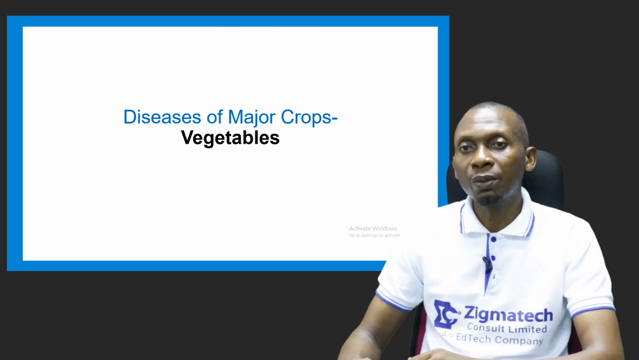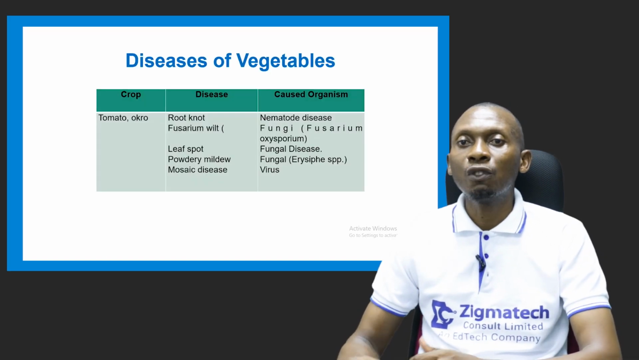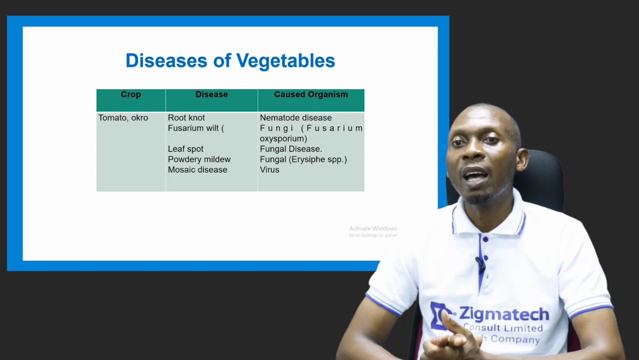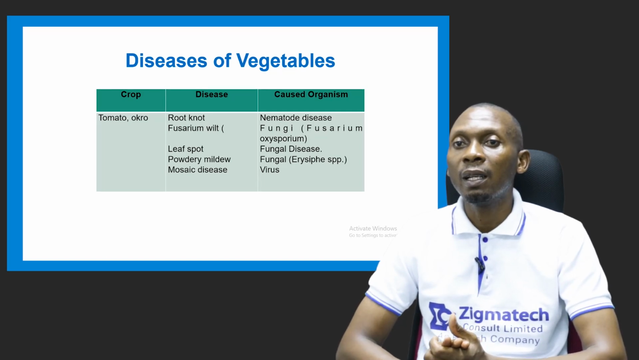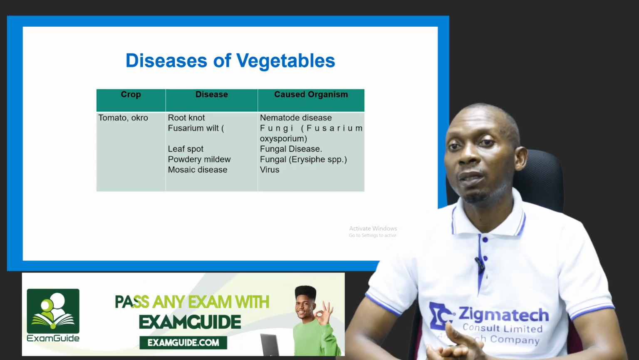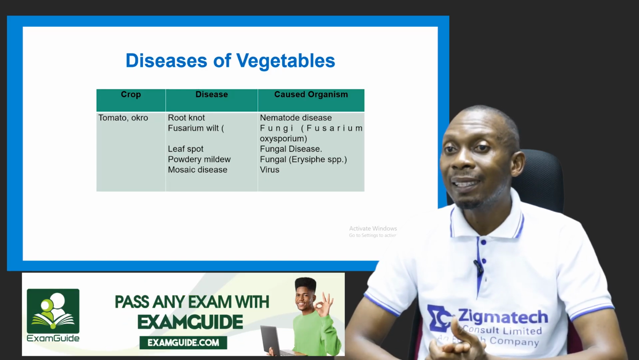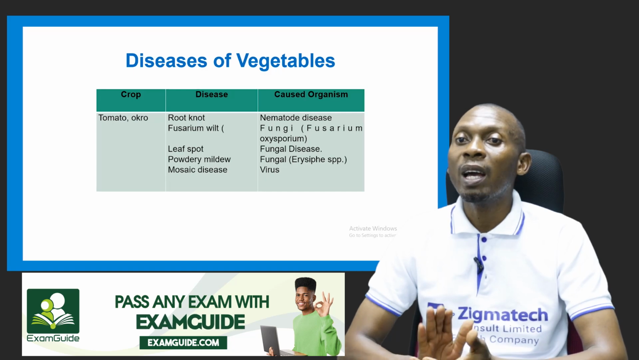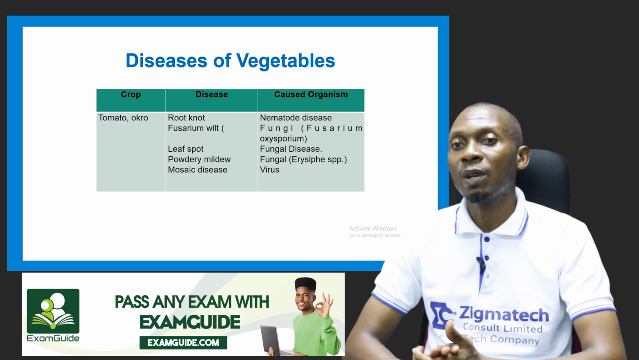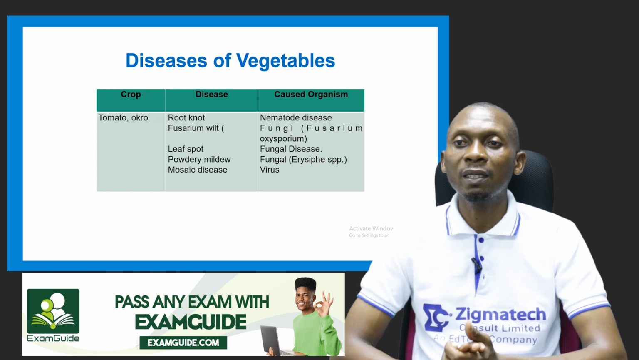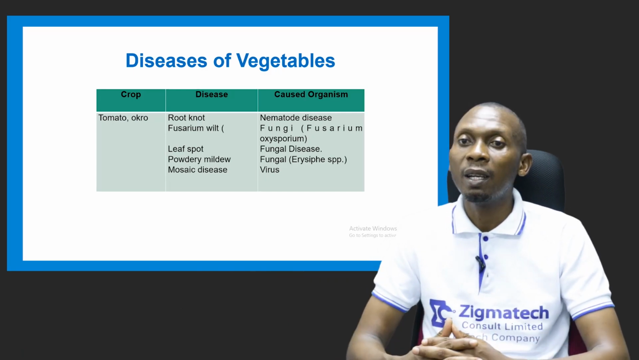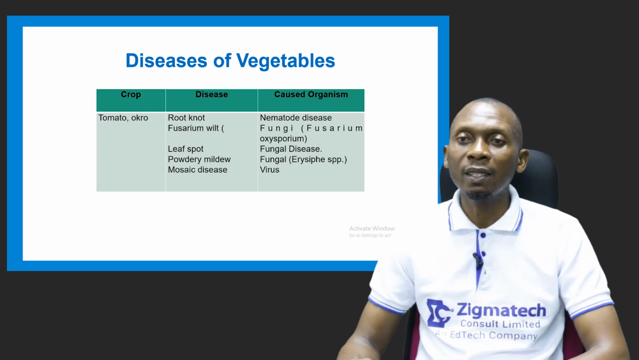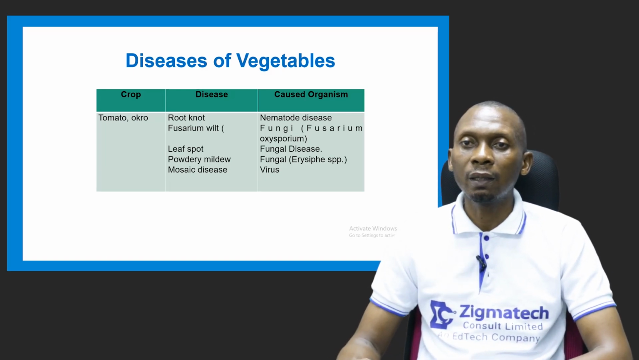Diseases of vegetables. Now, we have tomato, we have okra. Here we have root knot disease, which is a nematode disease. We have Fusarium wilt, which is a fungal disease, Fusarium oxysporum. We have leaf spot, which is a fungal disease. We have powdery mildew, which is a fungal disease caused by Erysiphe species. Then we also have mosaic disease, which is a viral disease.